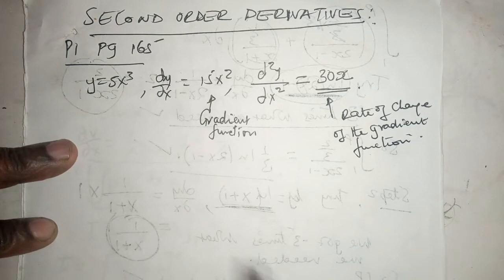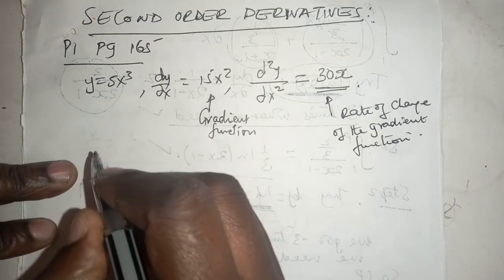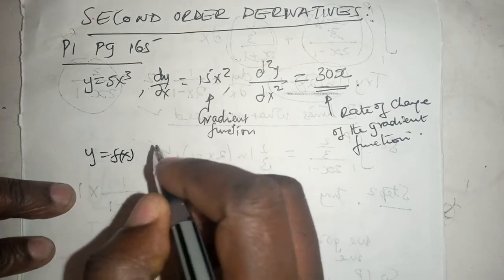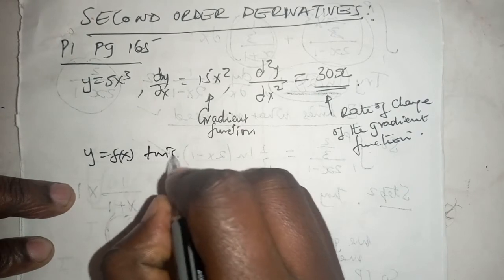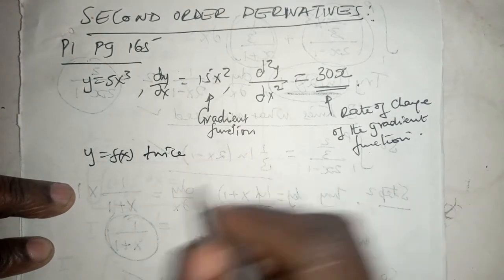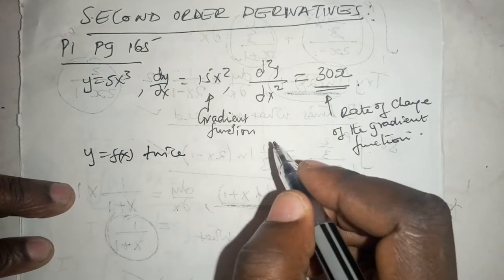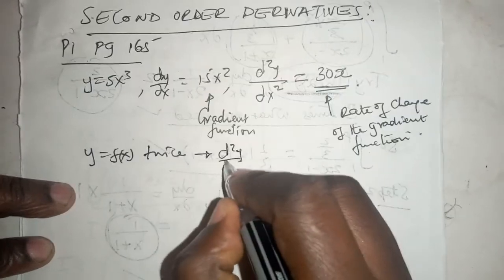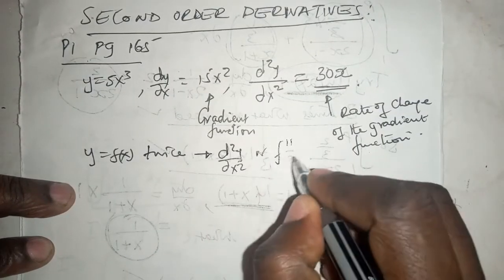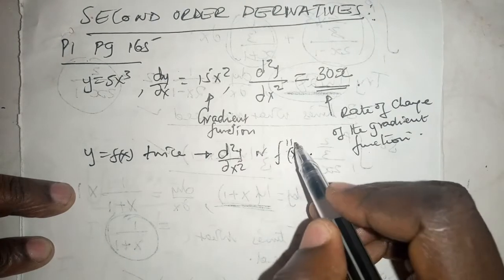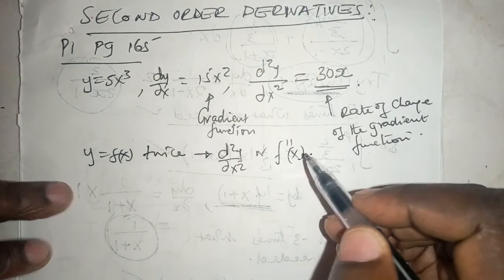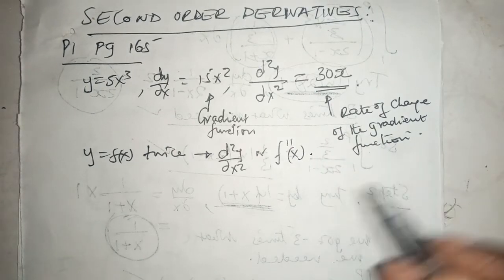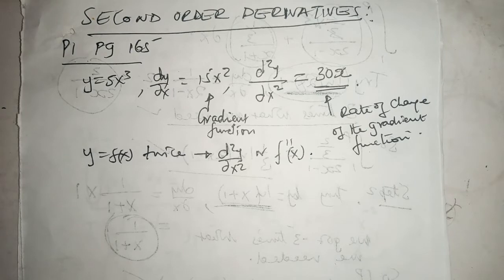We may write it, or rather we are being told, differentiating a function y equals f(x) twice. If you differentiate this twice, you get the second order derivative, which will give you either d squared y over dx squared, or, when you are writing it in terms of f(x), f double prime x. f double prime x means differentiating twice. But basically it's simply a gradient of a gradient, a derivative of a derivative.